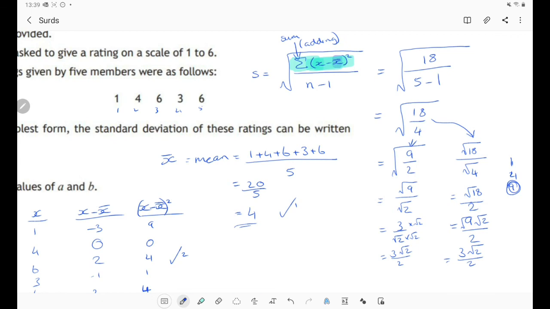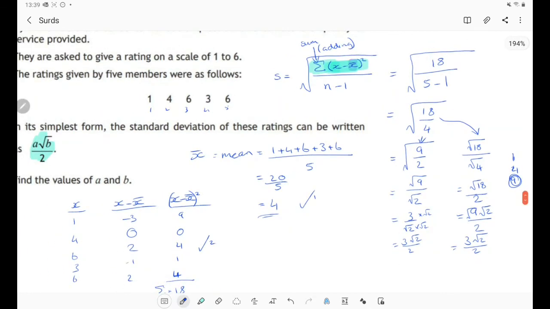The question is really, are you more confident rationalising the denominator, or would you have been more confident simplifying the surd? Either way, you're getting the same answer, where a equals 3 and b equals 2.